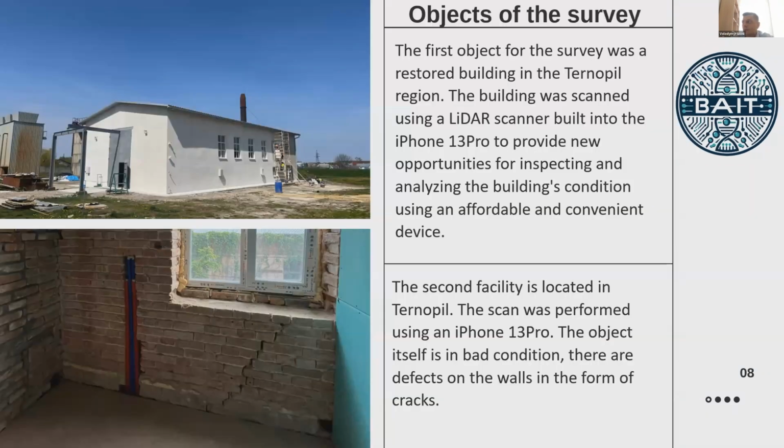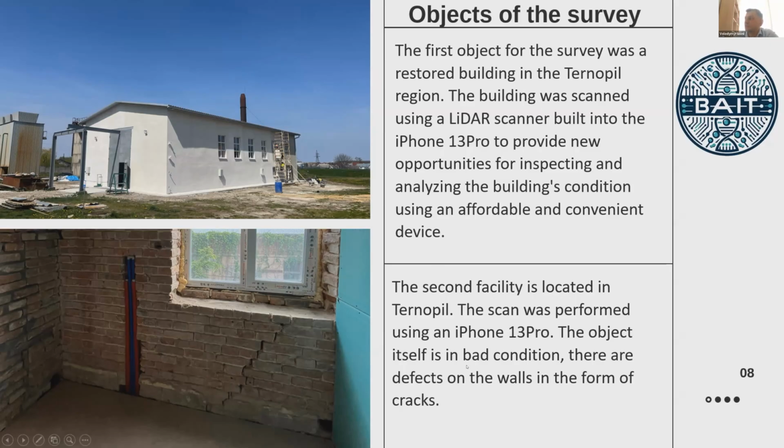So in our research, we actually examined two different objects. First, on the upper side, is the building that was reconstructed, and the second one is the structure that contains defects. Typically, you can see the crack here. So two objects were used for our inspection.